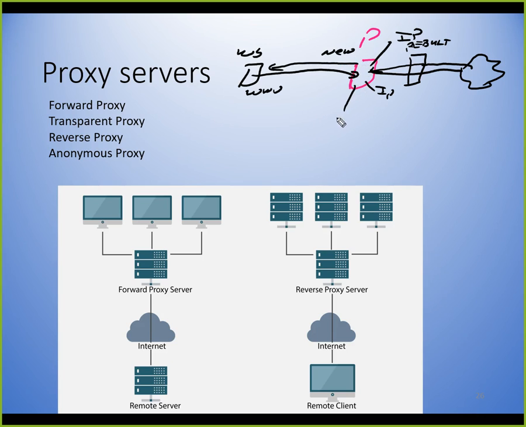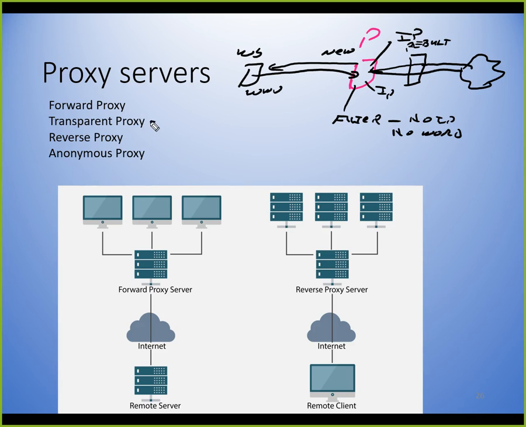We could also do filtering here. We can have a list, F-I-L-T-E-R, a list of IP addresses that are forbidden. So we could have the no IPs here, and we could have the no words here. There are lots of different things that we can filter on a forward proxy server.